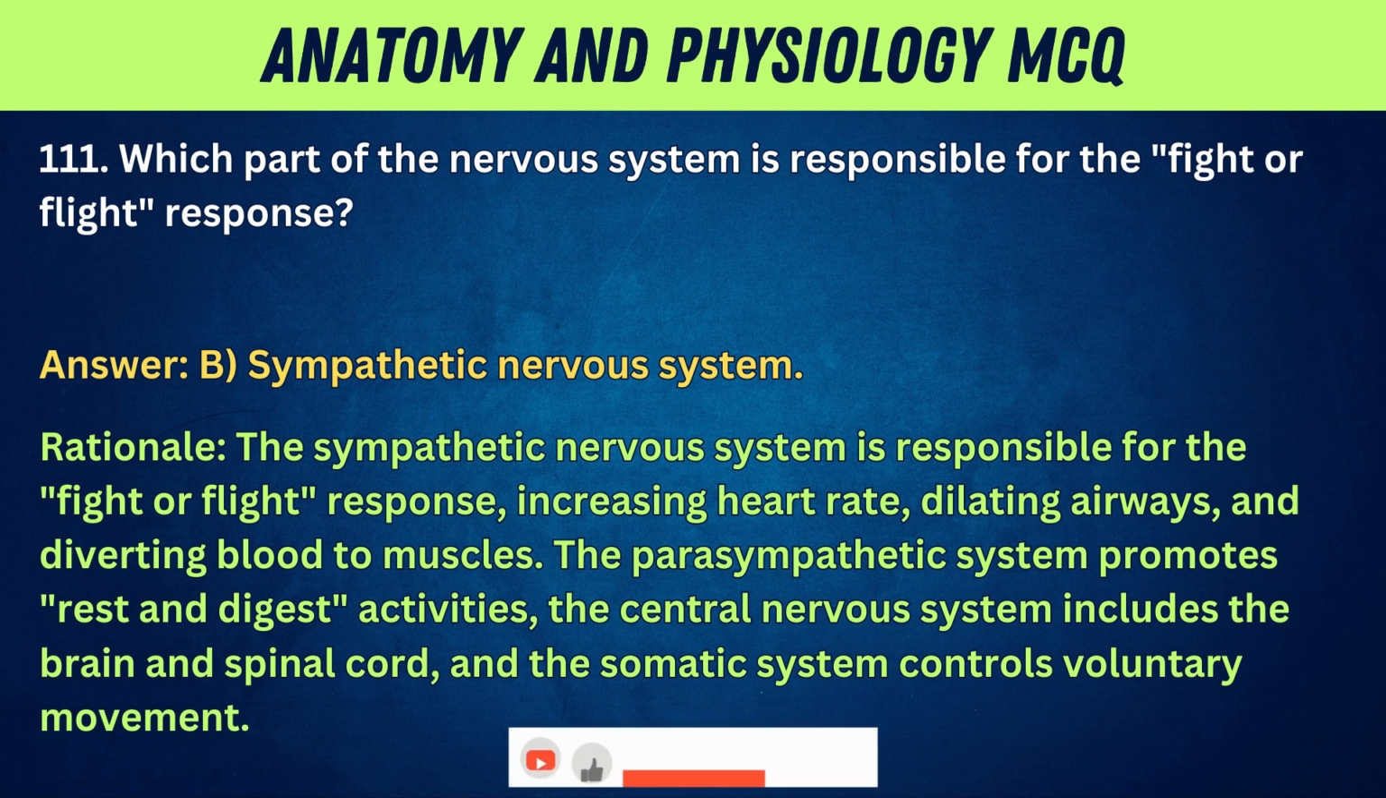Rationale. The sympathetic nervous system is responsible for the fight or flight response, increasing heart rate, dilating airways, and diverting blood to muscles. The parasympathetic system promotes rest and digest activities. The central nervous system includes the brain and spinal cord, and the somatic system controls voluntary movement.